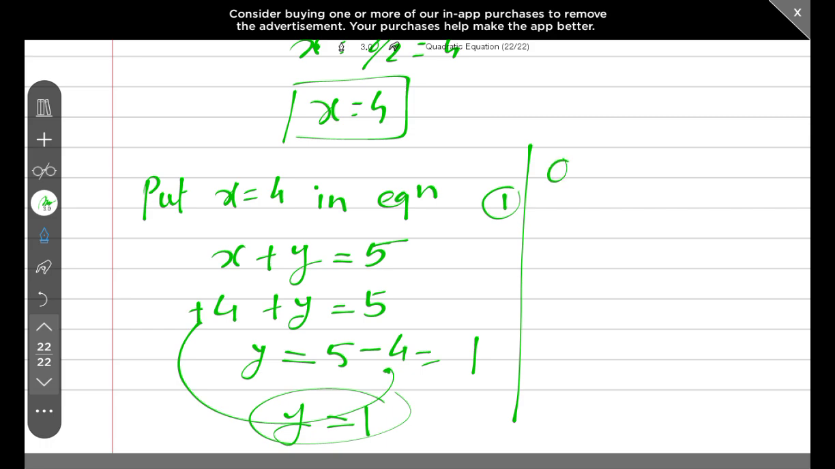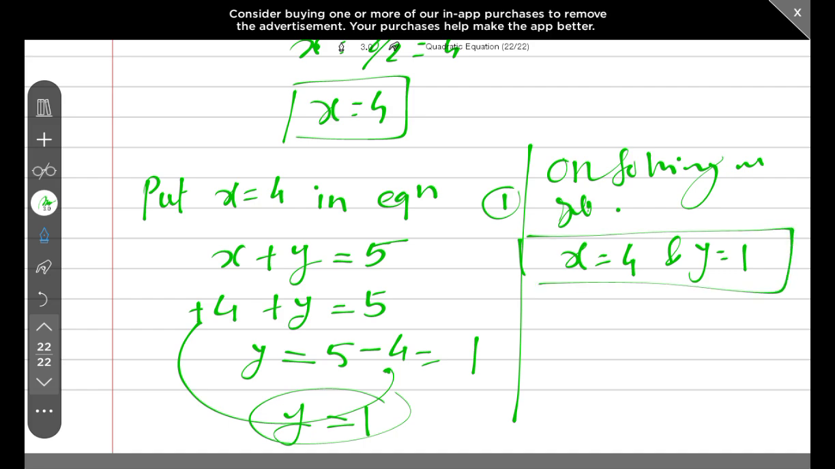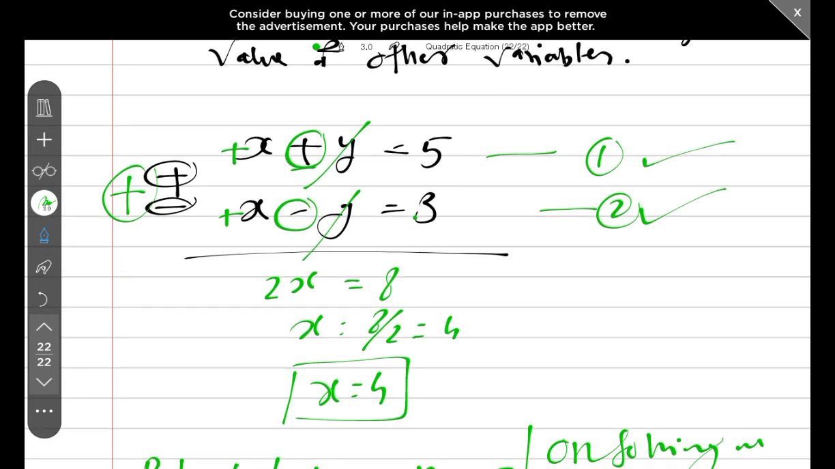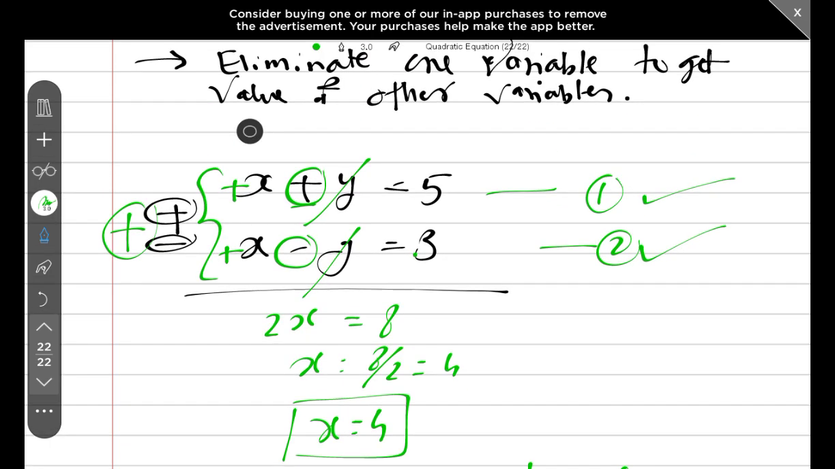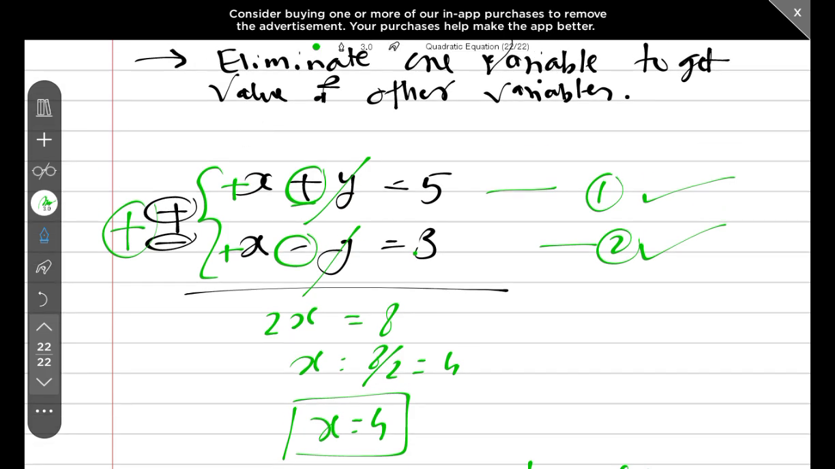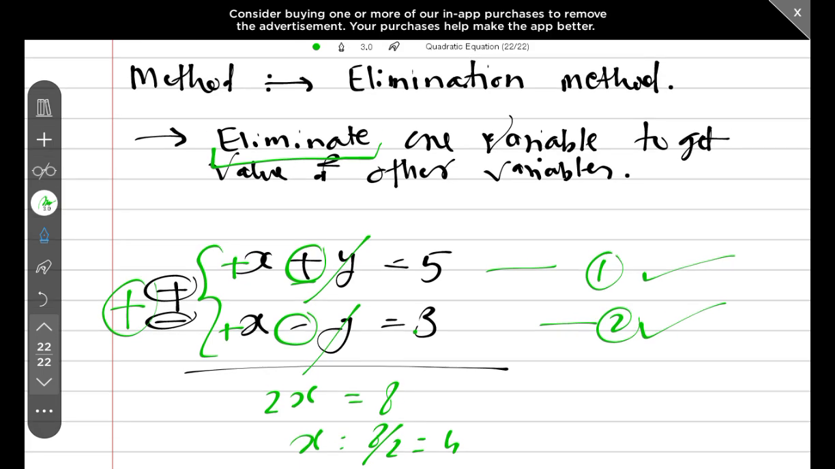See, by solving, what do we get? I get x is equal to 4 and y is equal to 1. So these are the solutions. That's simple. By this approach you can solve any kind of simultaneous linear equations. This method or approach is called the elimination method, or elimination approach, right?